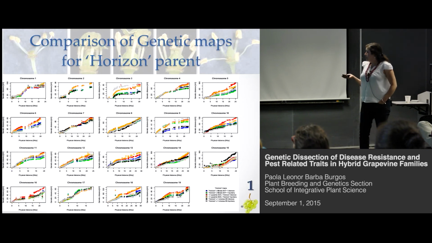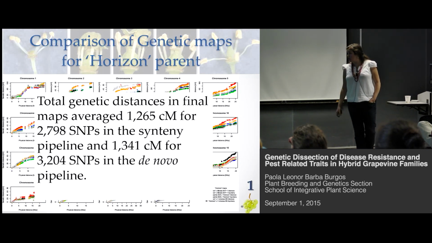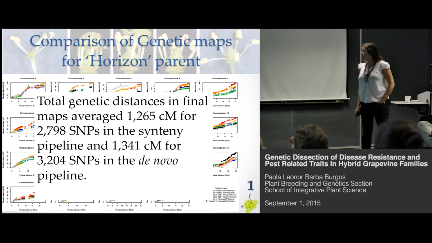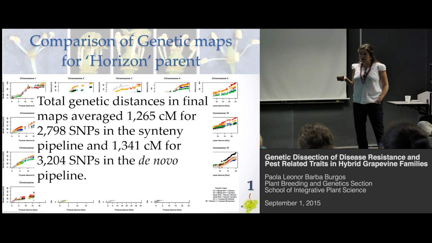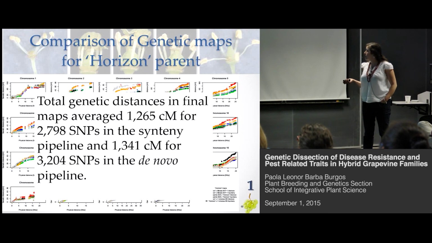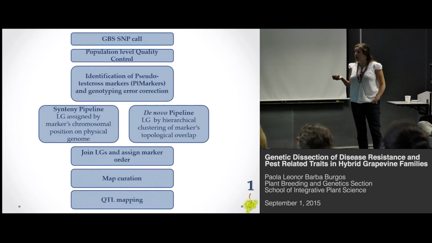The total genetic distance in the final maps was around 1,200 centimorgans for an average of 1,700 SNPs in the synteny pipeline. And in the de novo pipeline, we were able to keep more markers, an average of 3,200 SNPs, with 1,300 centimorgans for these maps. So we thought these maps were good enough for QTL mapping or to map a single locus.